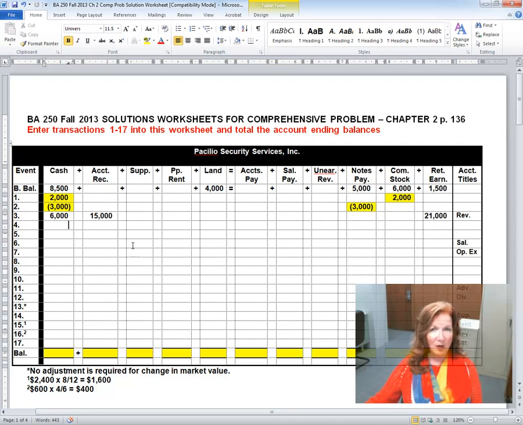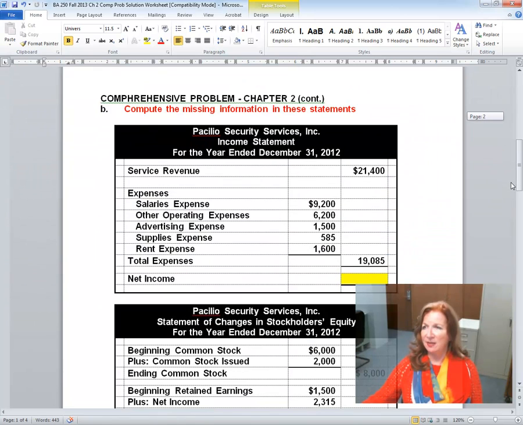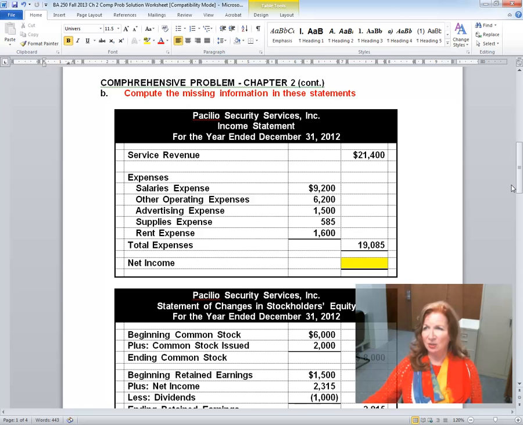Okay, then the next part of this problem is to scroll down, and I'm going to be scrolling down now, and you see the Chapter 2 comprehensive problem continued. Compute the missing information in these statements. So as we look at those, we notice that some of this information is given and some of it isn't. So I left the service revenues and I totaled the expenses. And remember, profit is revenues minus expenses. So you want to get the net income and put that in the next column.